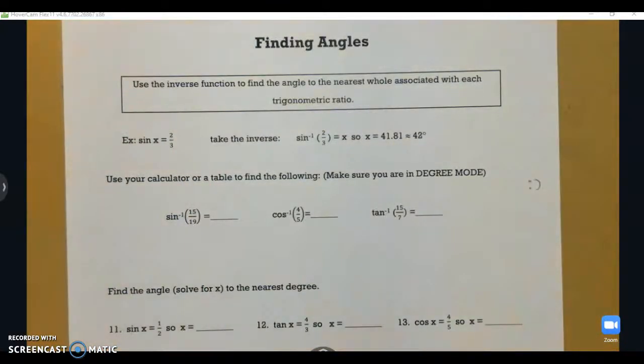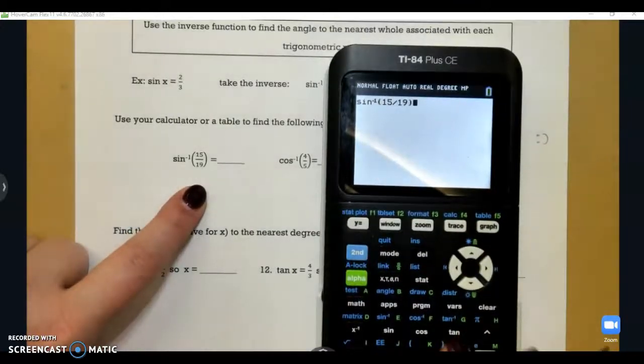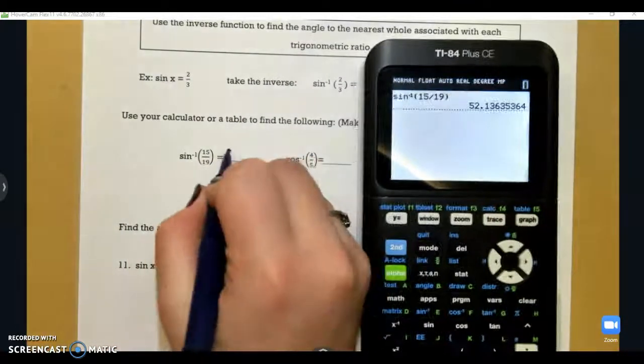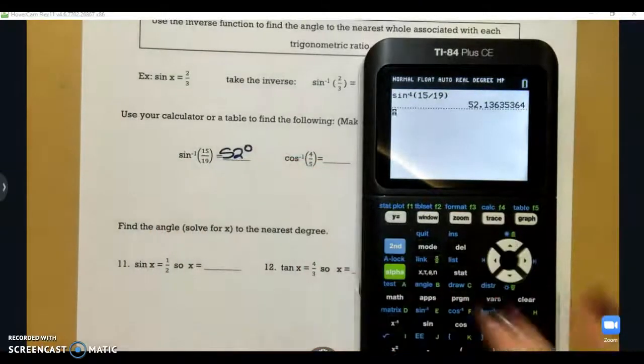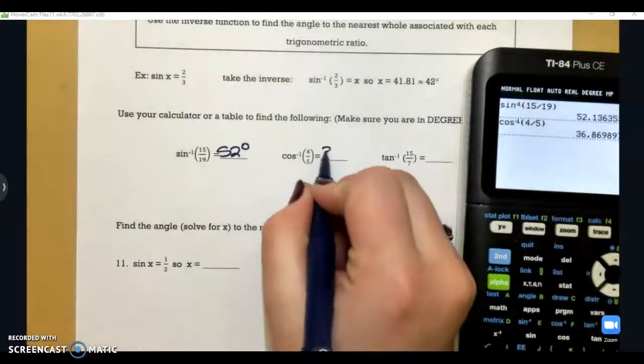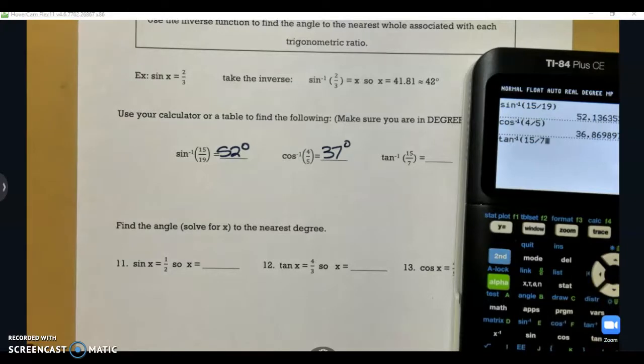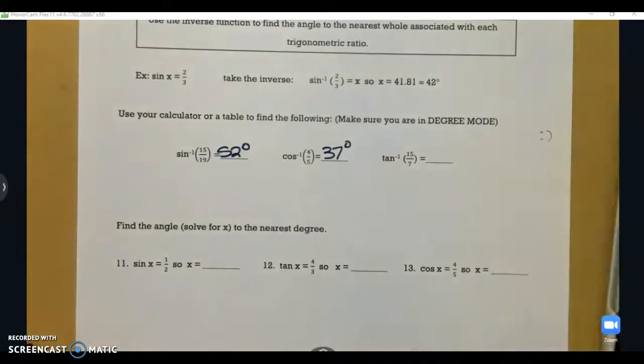So let's practice. Let's find the inverse sine of 15 over 19. And we're always rounding to the nearest whole degree, so that would be 52 degrees. Inverse cosine of 4 over 5, that would give us about 37 degrees. And inverse tangent of 15 over 7, that is going to give us about 65 degrees.